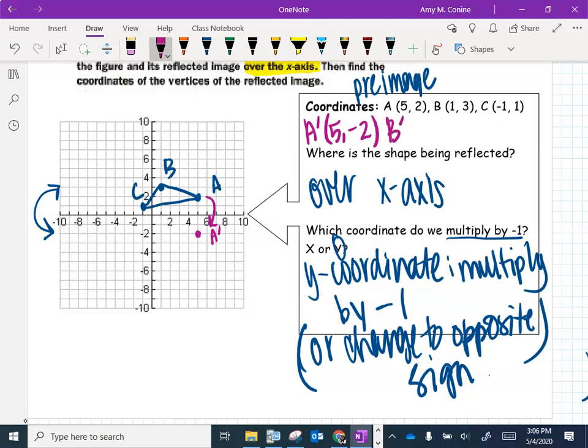You just have to pick a way that you want to do it. So B prime, I should get 1, and then this becomes a negative 3. So 1, negative 3 for B prime. And then C prime, the negative 1 x stays the same, but now this y value becomes the opposite, or negative 1. So now my C prime is right here. It should look almost like a mirror image because it is a reflection. It should look like a reflection across your x-axis. So then this is our new image in purple.